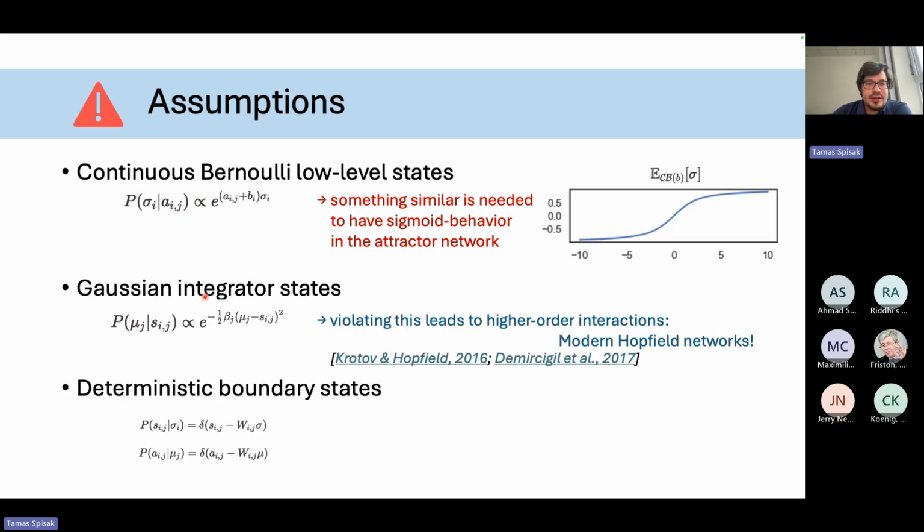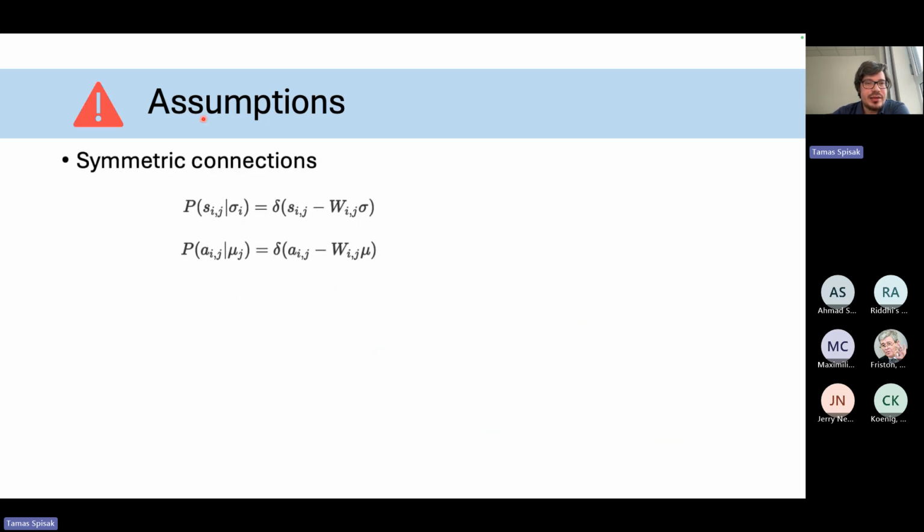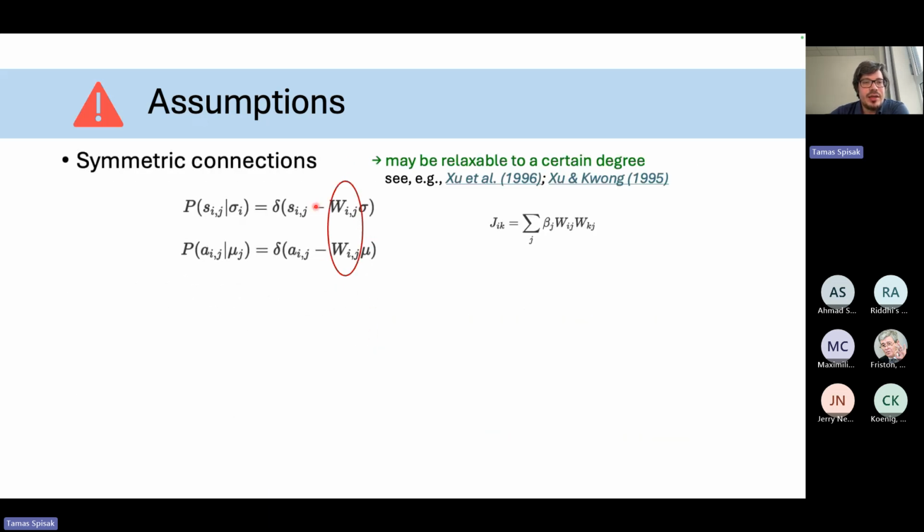Yeah, and regarding the Dirac deltas in the boundary states, there is not much to say. I think this can be easily swapped to a lot of different probabilistic or noisy or maybe even temporally lagged distributions. What might be more interesting here is that I assumed that the weights are symmetric. So W is the same for S and for A. And this is a technical necessity for the math I used.